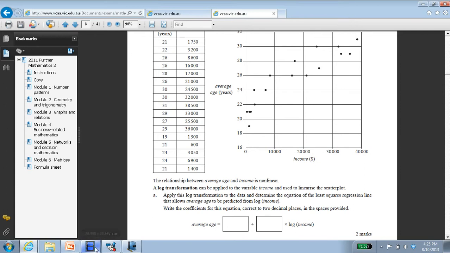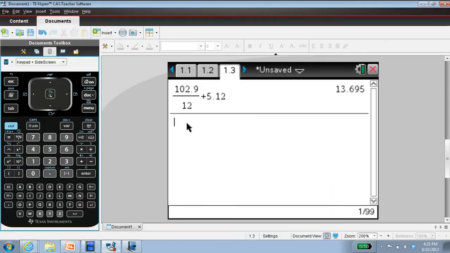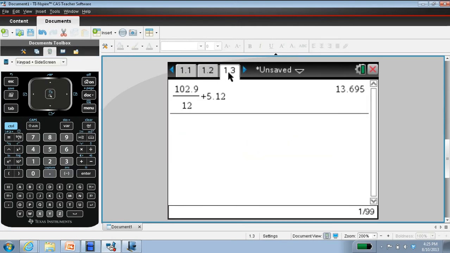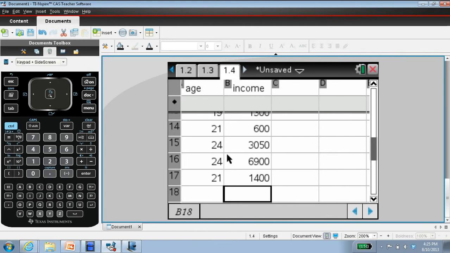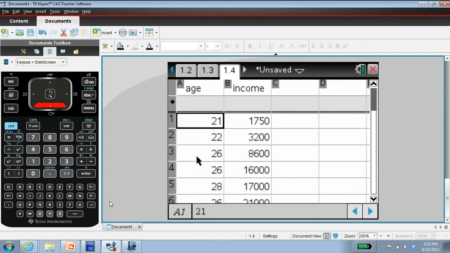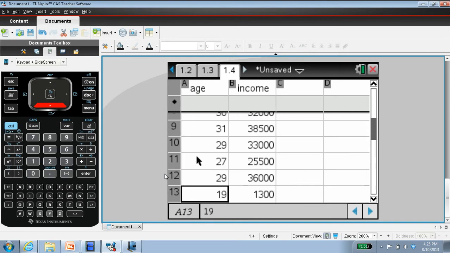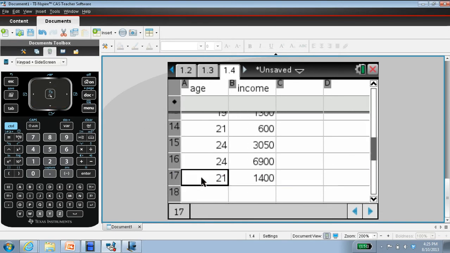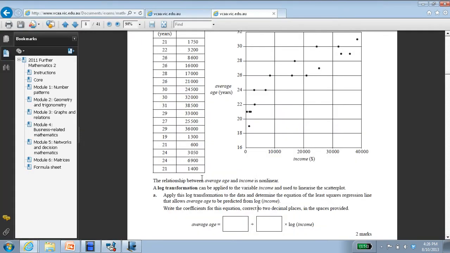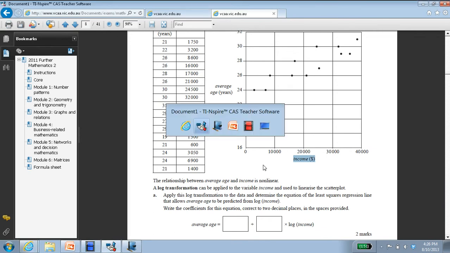Okay, let's use our calculator to do the transformation. Once again, I've already put this data into the calculator somewhere. Here it is. Age and income. So direct copy, I should have 17 values, and I do have 17. So what am I doing? I'm doing a log x transformation.